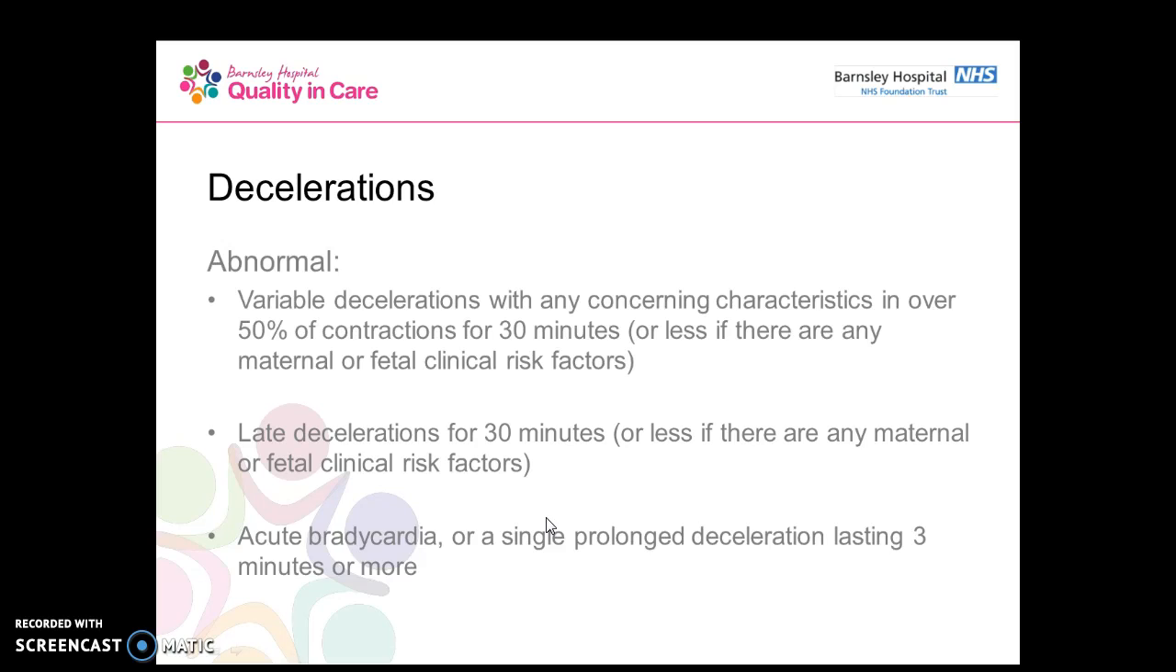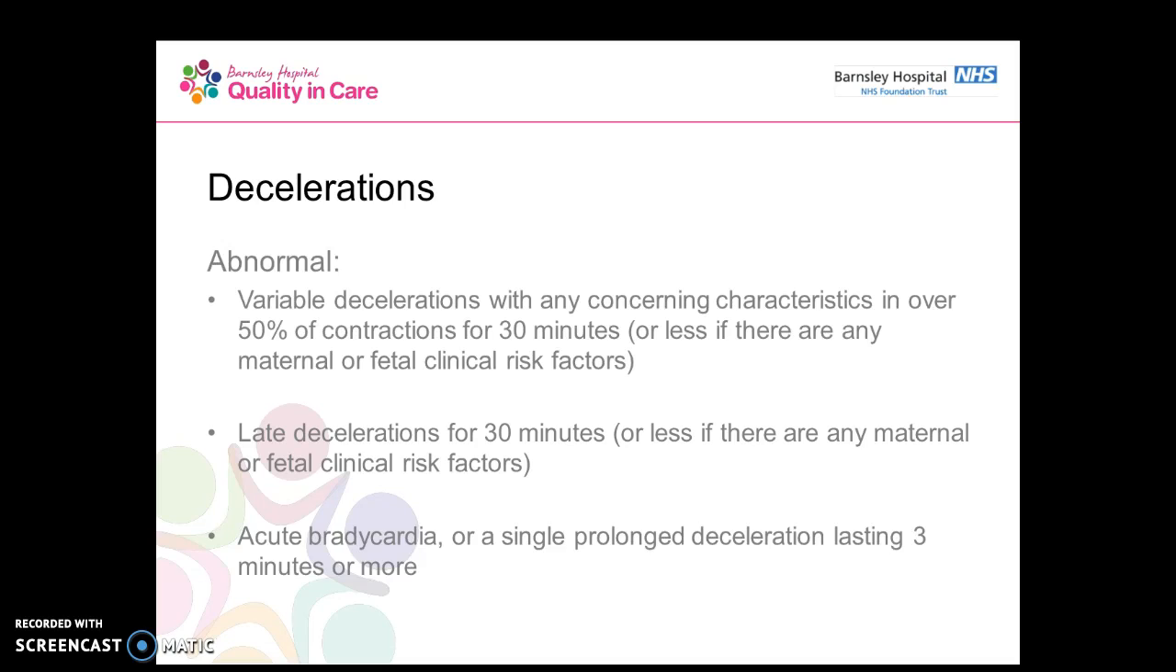So if we're looking at abnormal features of decelerations, your decelerations will be classed as abnormal if you've got variable decelerations and any other concerning characteristics that occur in over 50% of your contractions for 30 minutes or more. But if you've got any maternal or fetal clinical risk factors that you're worried about, then you can class these features as being abnormal in a period less than 30 minutes.